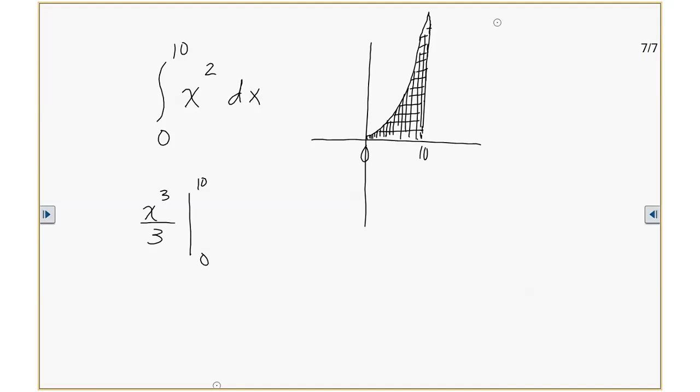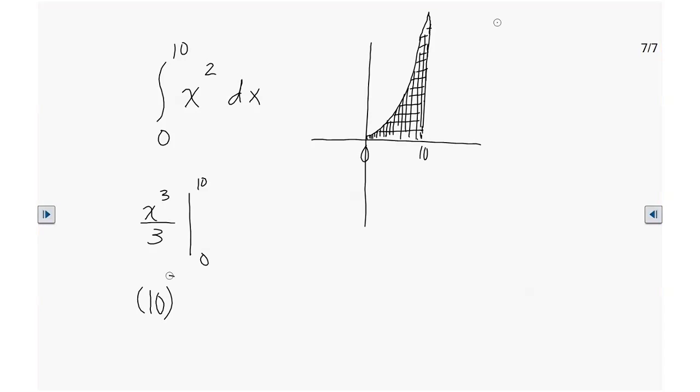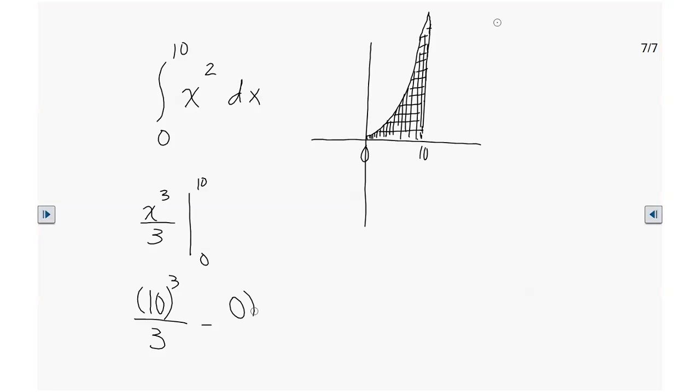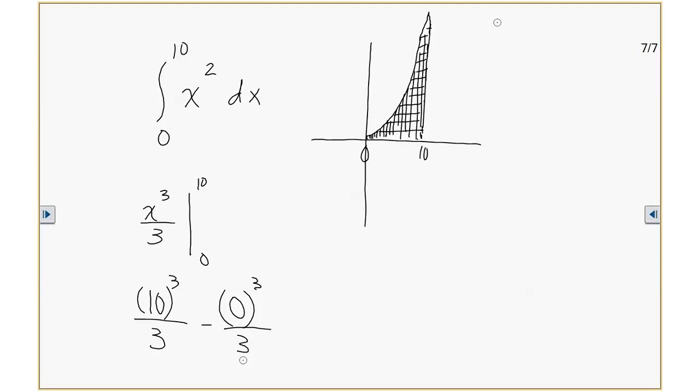Now what that means is you're going to take 10, plug it in, and then you're going to subtract 0, plug in. So this means 10 raised to the third power over 3 minus 0 raised to the third power over 3. That's what that means. You always subtract because, well, think about it. If you want to find the area of something, you take the larger and you subtract the smaller.